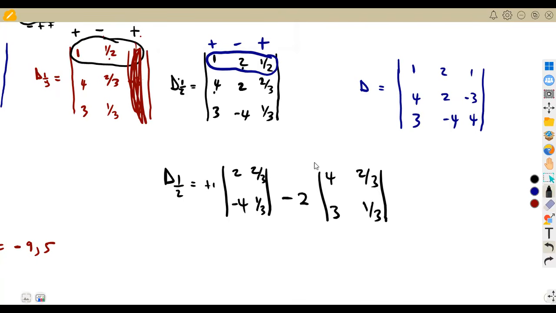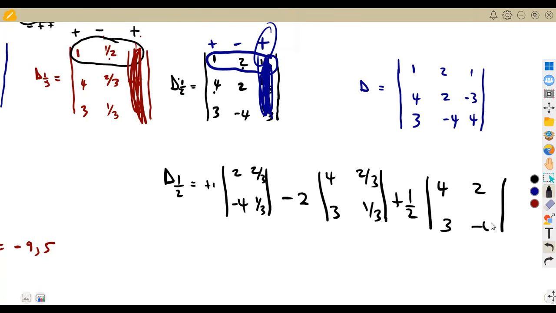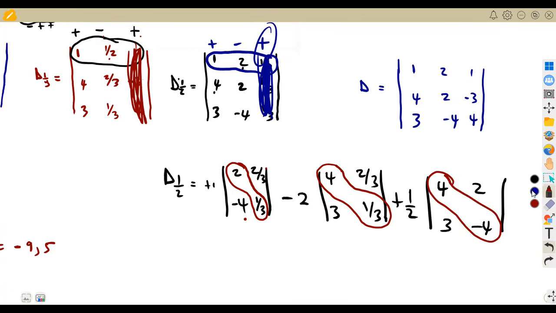Then the last one, a half, taken here as a positive. So it's going to be positive half. Close the column and row. You're going to be left with what? 4, 2, 3, and minus 4. Again, you do the same thing. You multiply the numbers in this major diagonal minus these two. Whatever you get, you must now multiply with the number that is outside. Then you combine everything up to the final one.